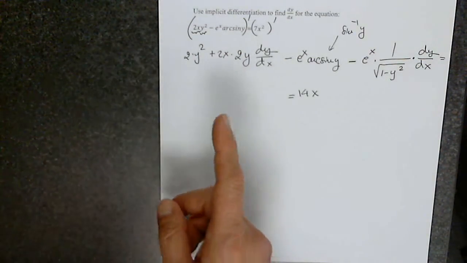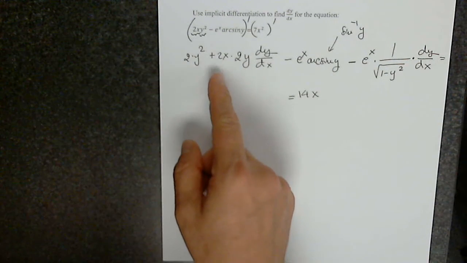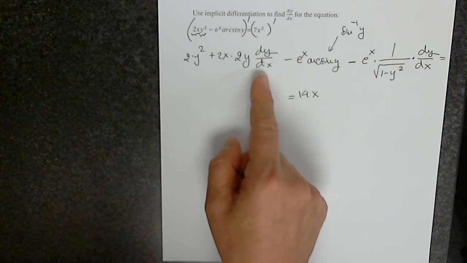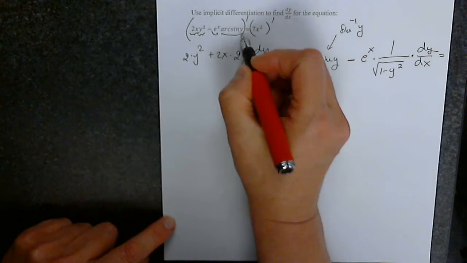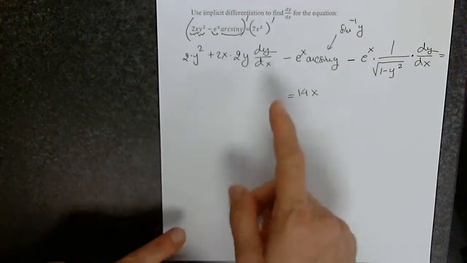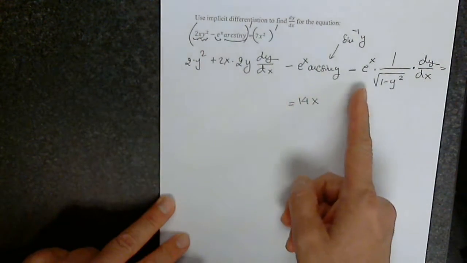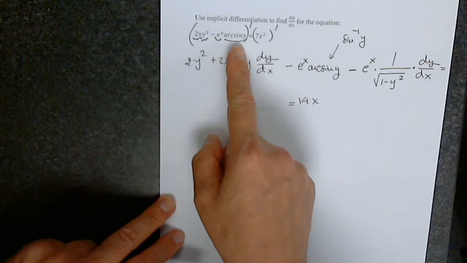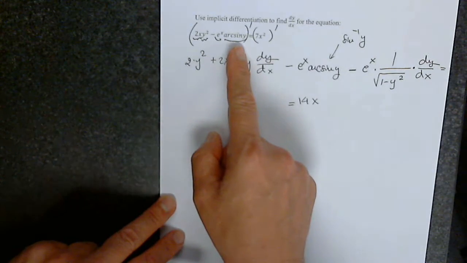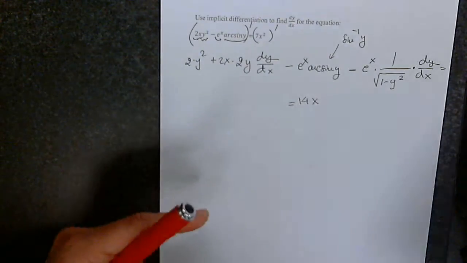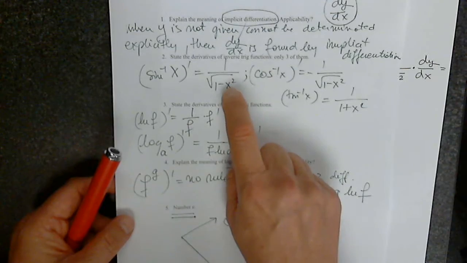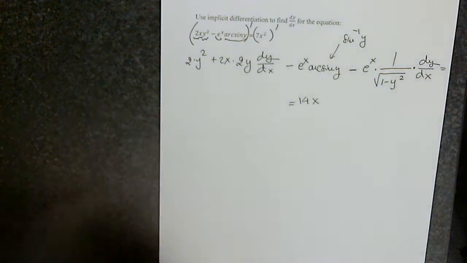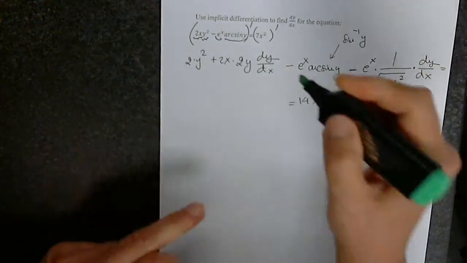So there are two products. 2x prime is 2 times y squared plus 2x times 2y dy over dx. Now this is another product where this is function 1 and this is function 2. E to the x prime is e to the x times the arc sine and minus e to the x times arc sine y prime, but arc sine prime is 1 over the square root of 1 minus y squared. This is what we just wrote a few minutes ago. But since it's not x, but it's a function y, I have to differentiate it, which is dy over dx. So now I have this.